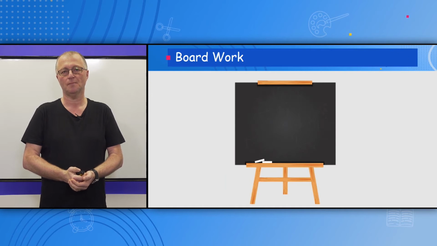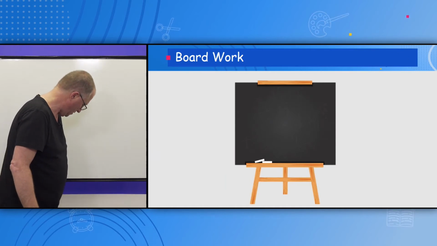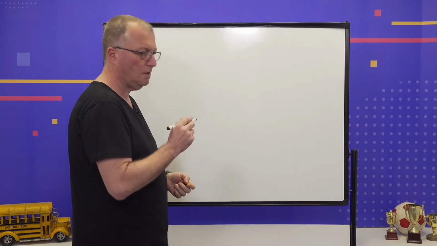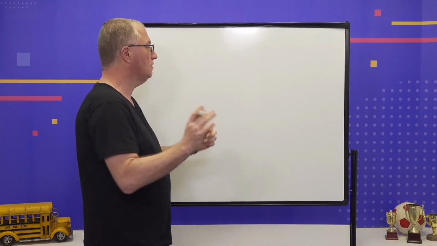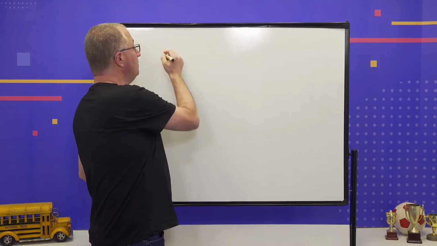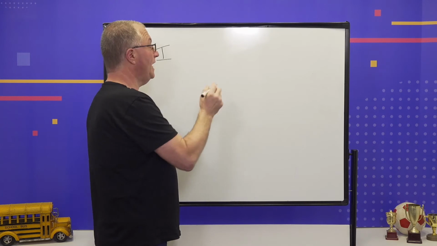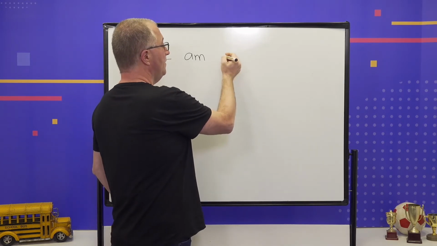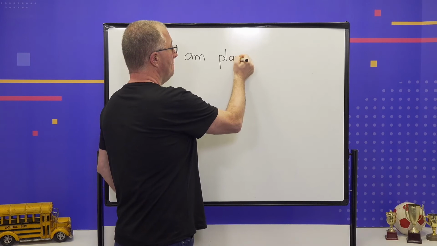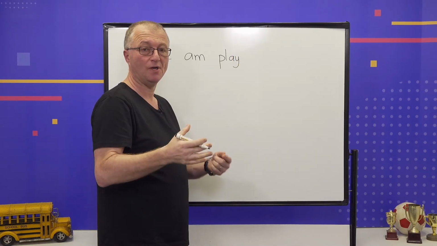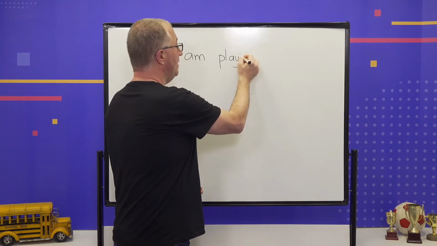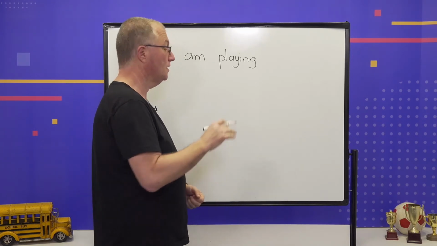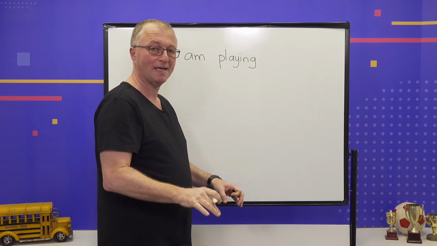Let's go on. Okay, so I'm going to draw your attention to the blackboard. And I need your help with something. All the sentences that you saw had a very similar structure. We started with a pronoun, for example, I, and then we had what's called the helping verb, I am, and then we had the verb, play, and then we added something to the play. What did we add? Ing! We added ing. And that is how we are going to structure all the sentences from now on. Why? Because we're talking about what is happening right now, at the moment.